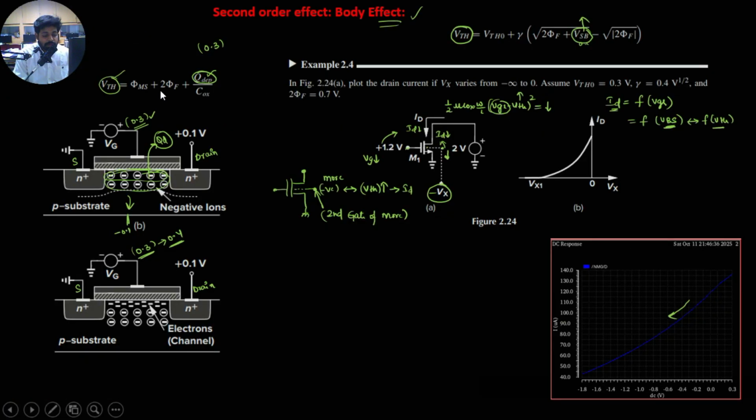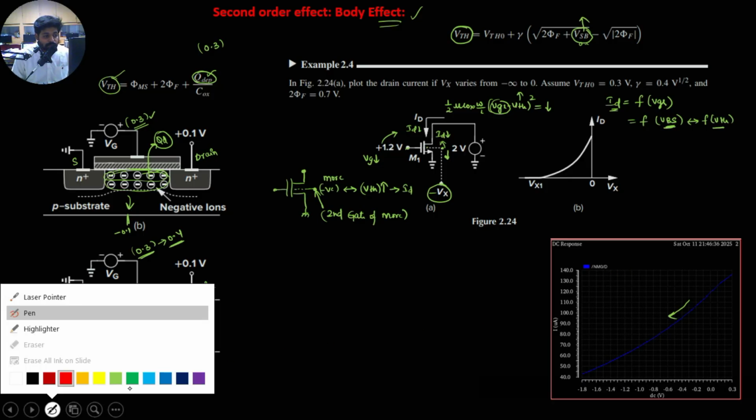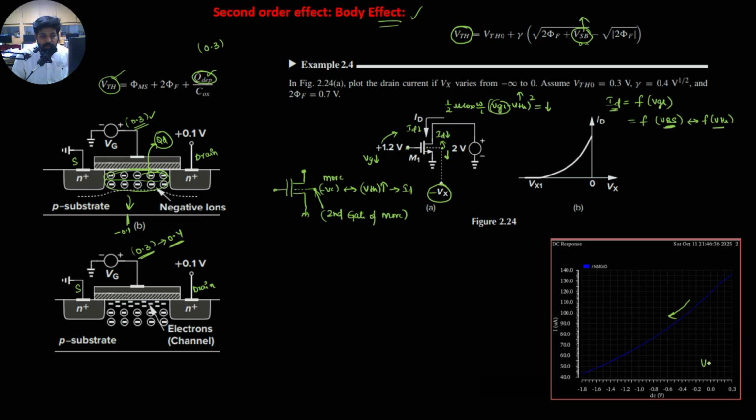So what I'm getting is, here VBS is the voltage on the x-axis I'm plotting, and ID, the current, is on the y-axis. As VBS is negative, the current is going to be lower. As VBS is negative, what is happening? Let me elaborate. As VBS is negative, the potential here is more negative.